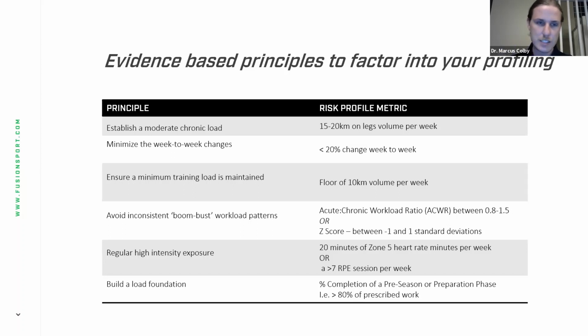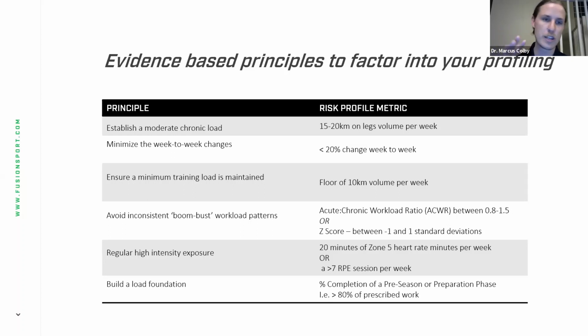To discuss these in a bit more detail, the first principle is establishing a moderate chronic load, so that's that extended load period, say over 4, 8 weeks, 6 months. How can we define that we are accurately sustaining loads within that space? An example here, from a military perspective, we could be looking at 15 to 20 kilometers of on-legs volume. That could be running, that could be simple activity per week. So that can be an initial metric that we're looking to hit on a weekly basis.